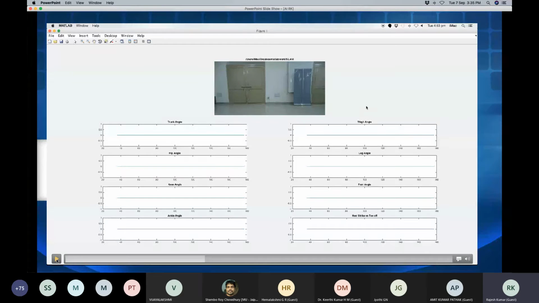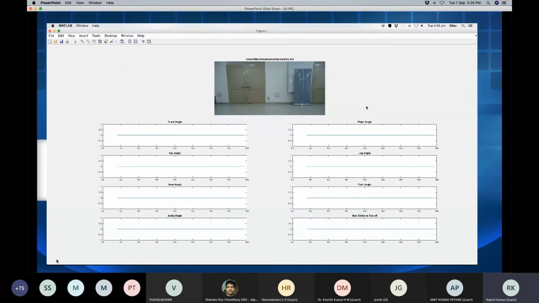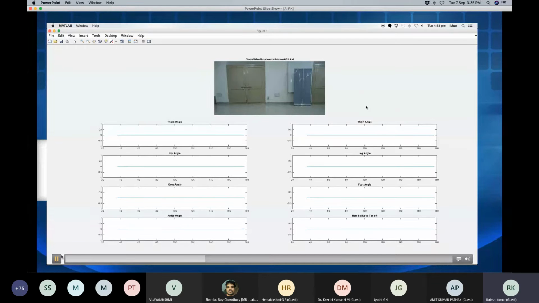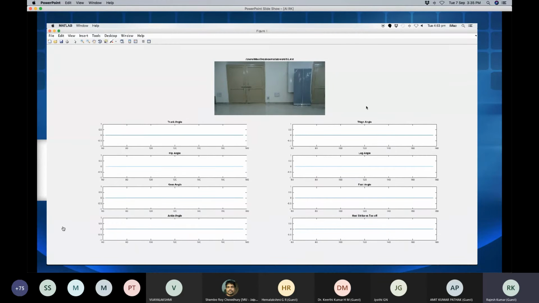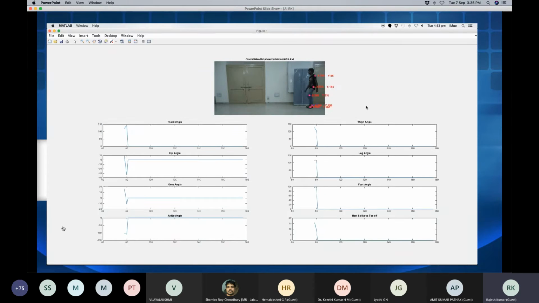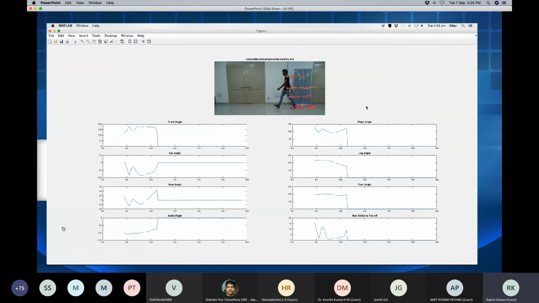Since there is no movement, we can say there is nothing. You can see trunk angle, hip angle, knee angle. There is nothing there, and then as soon as the person comes into the picture, you can see that the signatures start building up. The person is there, and you can see the various joints are being tracked and monitored, and the signatures are in the process.